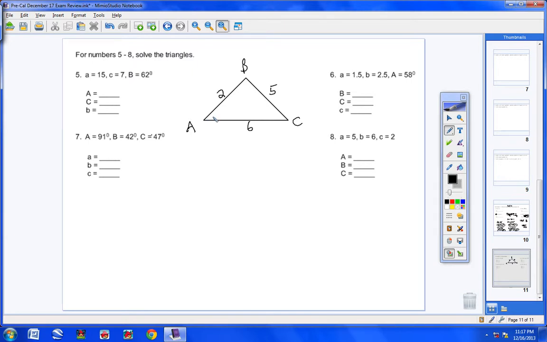You don't know what this angle is to go with the 5. You don't know what this angle is to go with the 2. And you don't know what this angle is to go with the 6. So you cannot use law of sines. So we're going to have to use the law of cosines.